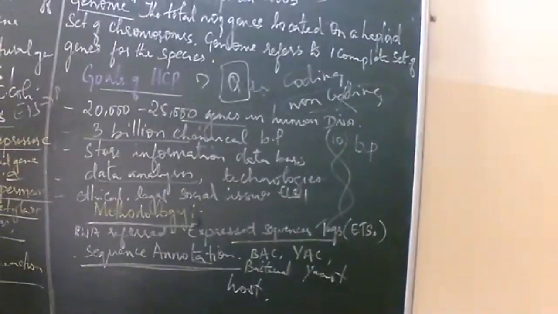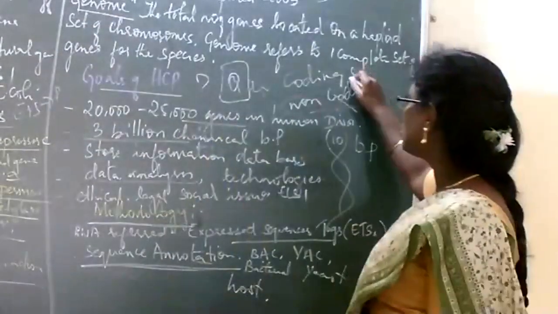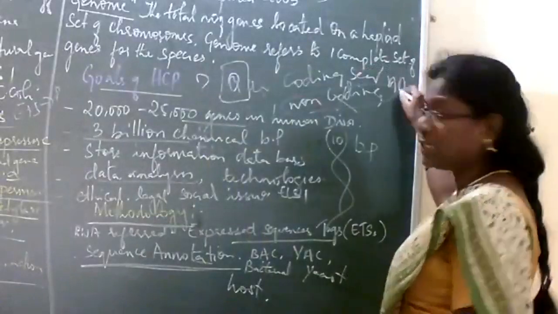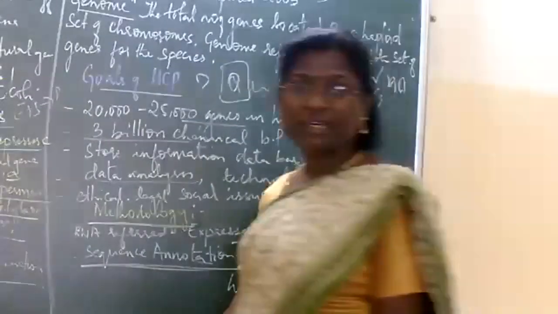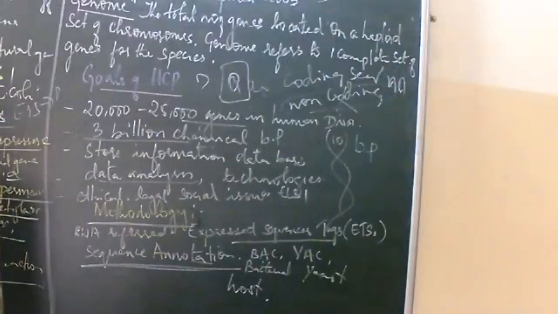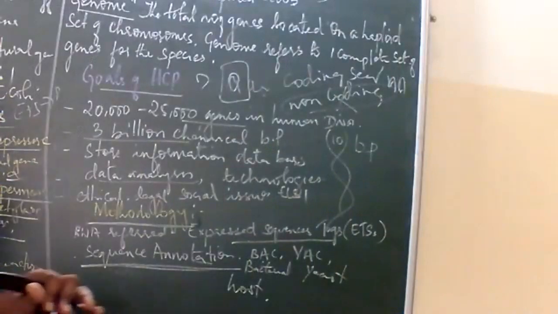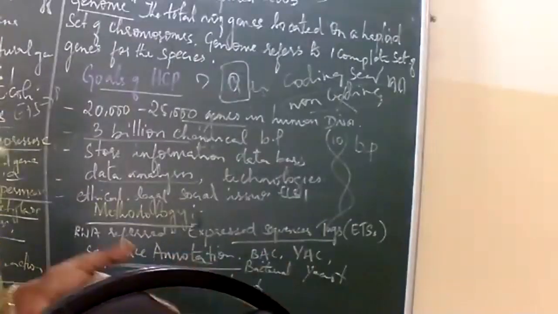It was this Frederick Sanger. He not only gave the sequence of DNA, he is also the person who gave the sequence of amino acids. Credit goes to Frederick Sanger only.